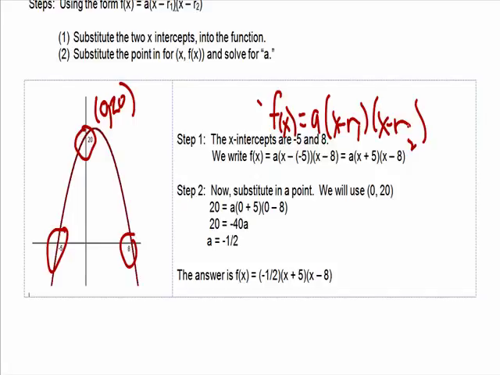So I plug 20 in for y and 0 in for x. That gives me 20 = a(0 + 5)(0 - 8). So that gives me 20 = -40a, and a is -1/2. So the final answer is f(x) = -1/2(x + 5)(x - 8).